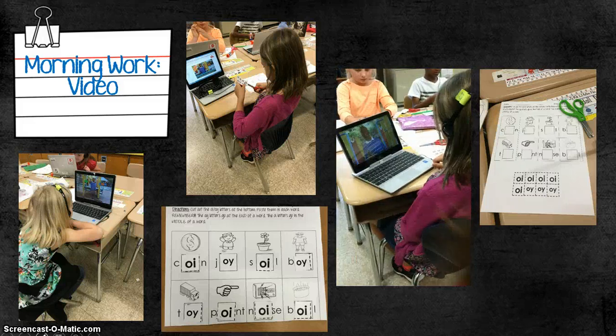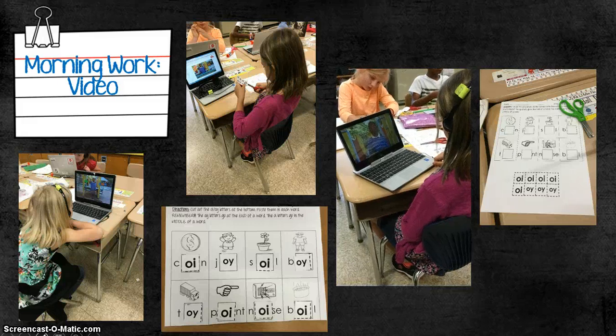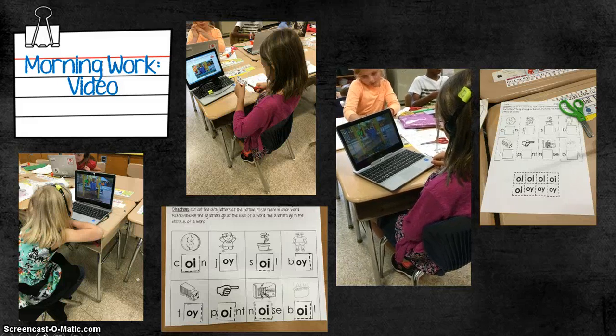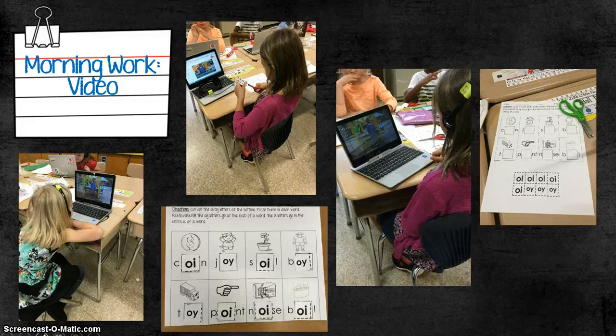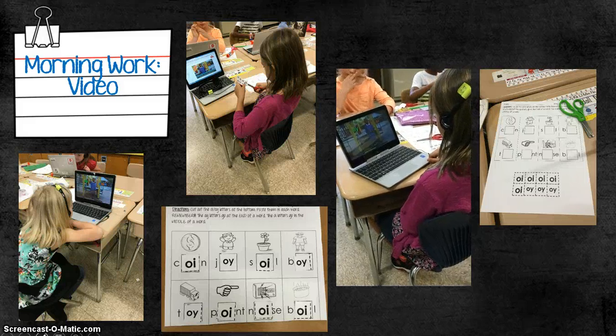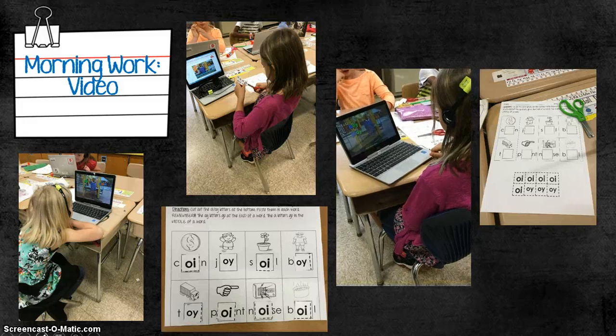I took a video from Turtle Diary, I think it was, and I assigned it to the devices. The students watched the video. They learned about the sounds that O-I and O-Y make, and they learned about O-I going in the middle and O-Y going at the end of a word. And then I just had this little cut and paste activity for when they were finished to tell me if they learned what they needed to learn from that video. Kind of to use it as a pre-assessment for me going into the lesson.